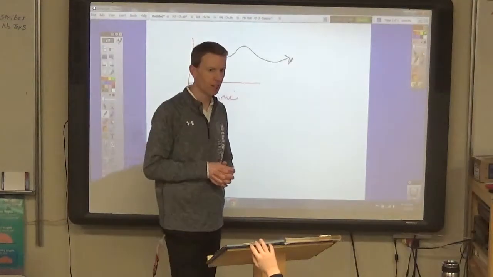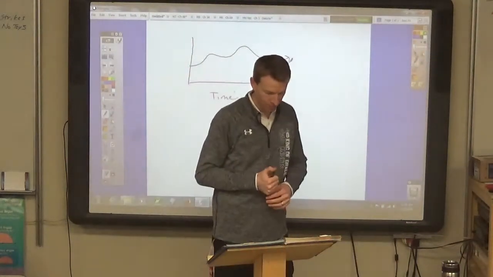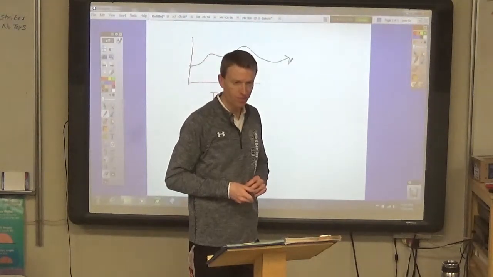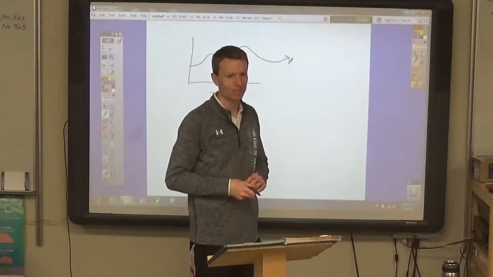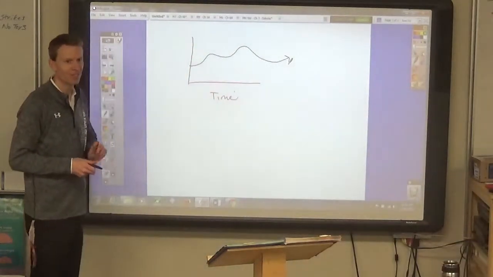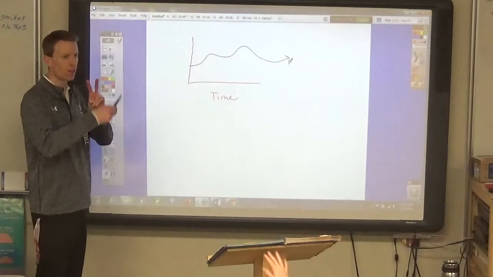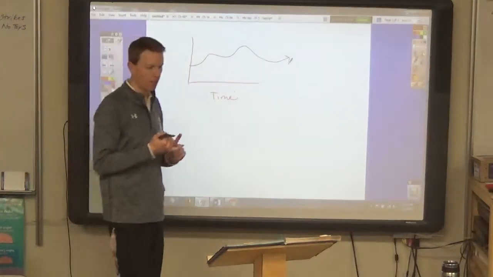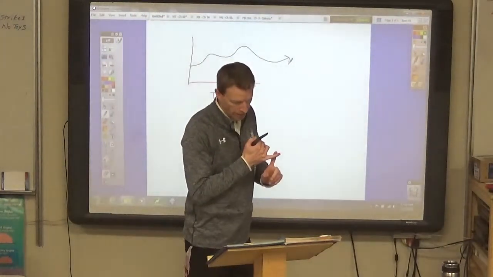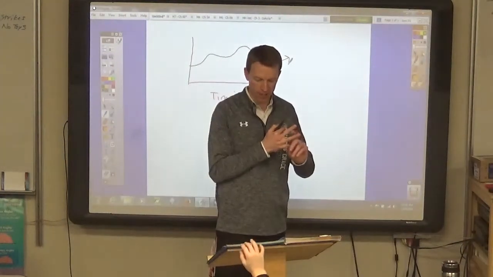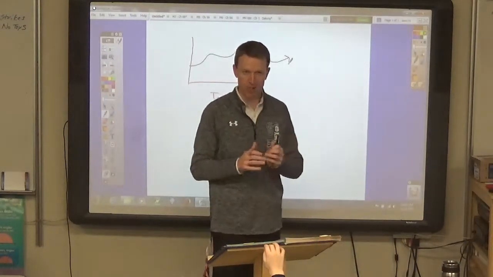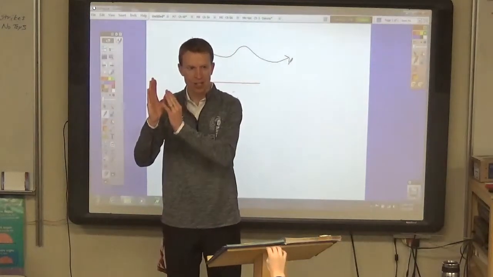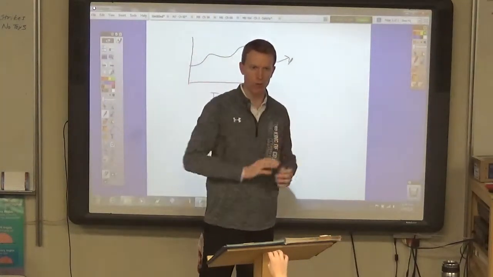Number 7. Bryce. The number of hits David and Josie made each baseball season for the last 4 years. Probably a line. Well, it's 2 people over 4 years. A double bar graph. Very good. So a double bar graph would be perfect for that, comparing them each for those 4 years.